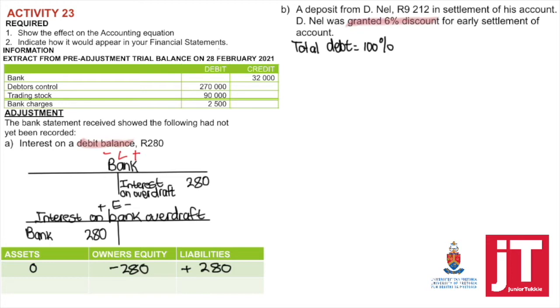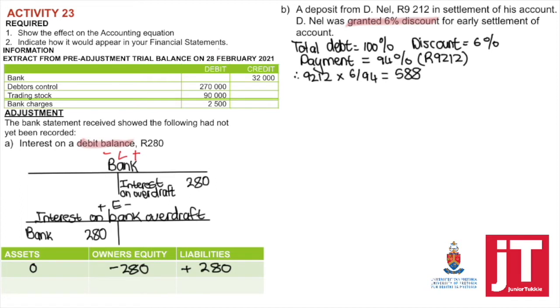To find out the discount, you need to be careful. Don't take 9,212 and just times it by 6%. Why? The total debt equals 100%. The discount is 6%. So the payment which we've received, 9,212, is equal to 94%. So if I want to calculate the discount, we have to say times 6 divided by 94.